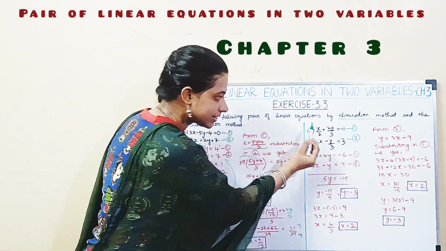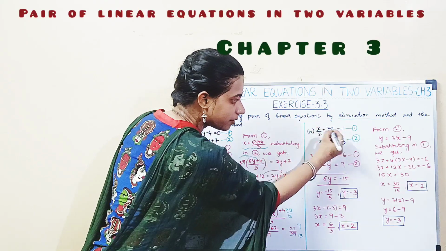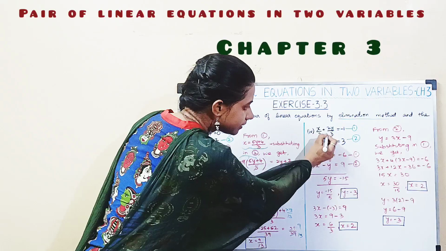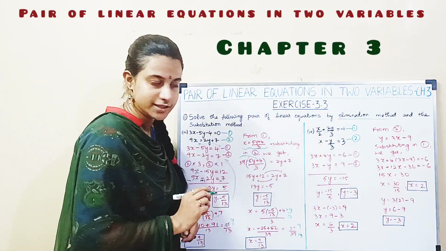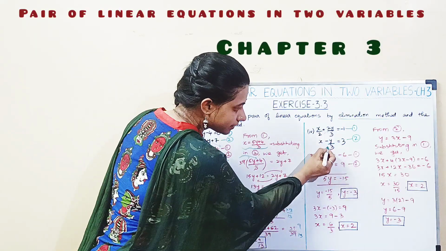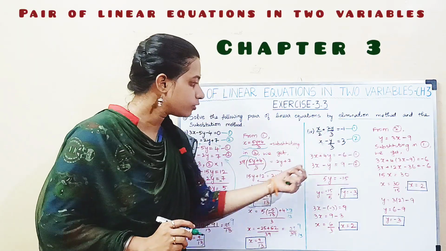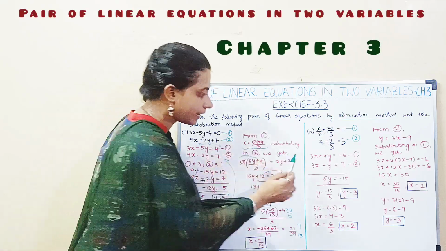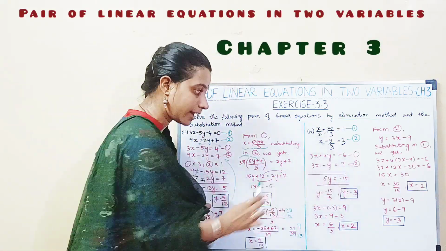So how will we take the LCM? We will multiply this term by 3 and this term by 2. Okay, so what do we get? 3x plus 4y is equal to minus 6. Now coming to the second equation, we get 3x minus y is equal to 9. So this is how we are finding the general form of these two equations. We are getting 3x plus 4y is equal to minus 6 and 3x minus y is equal to 9.